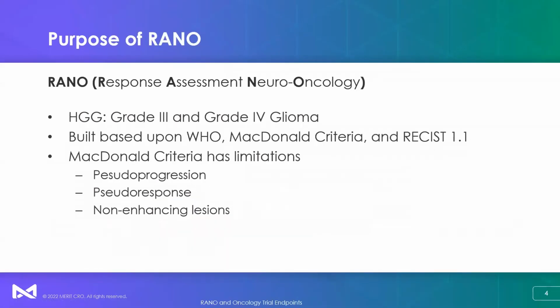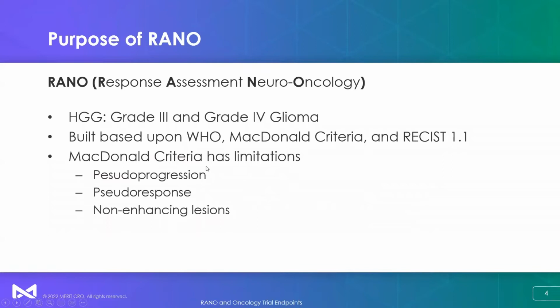So just getting back to the purpose of the RANO, the RANO has been built based upon the WHO criteria and the McDonald criteria, which is also for the high-grade glioma, and also the RECIST 1.1, which is actual solid tumor response criteria. So these three were kind of core prior response criteria that the RANO has been built upon.